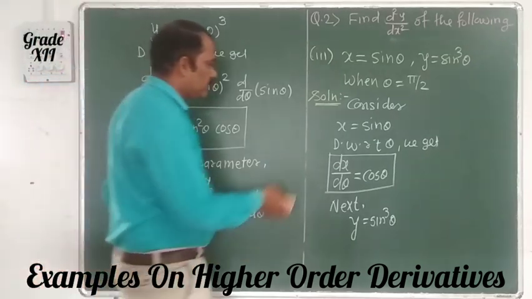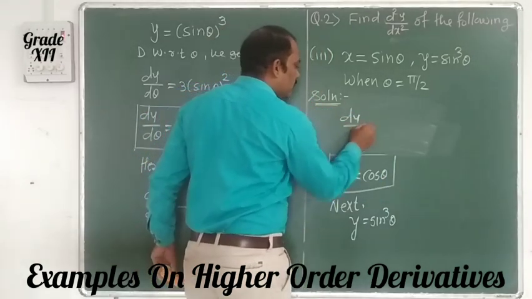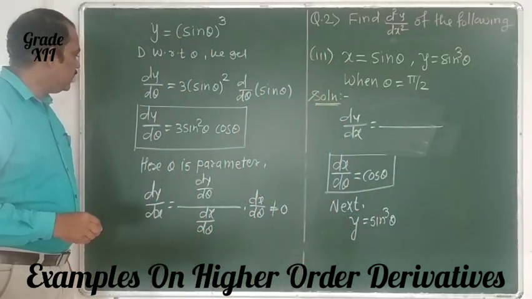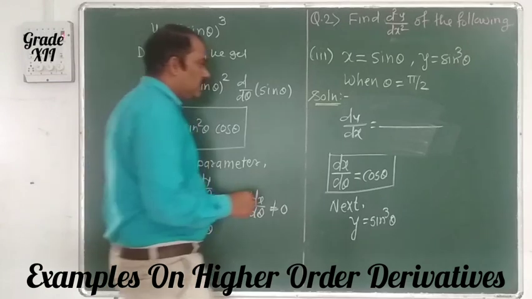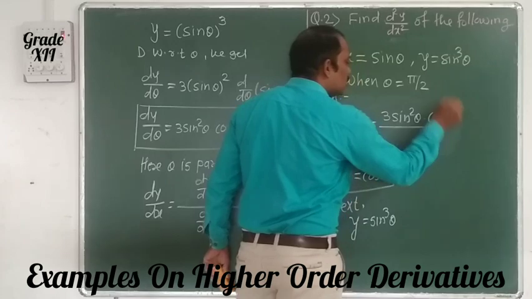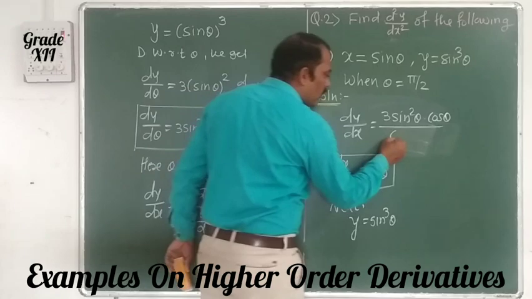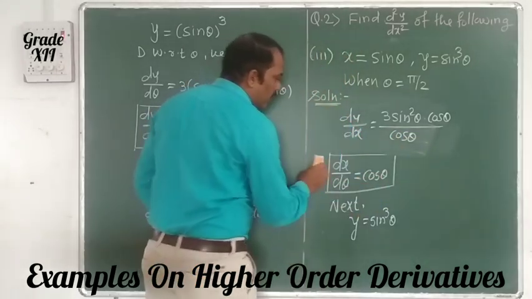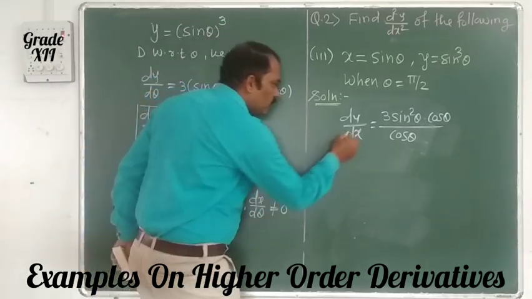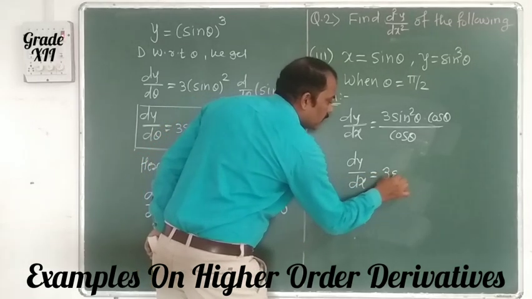So we write dy by dx is equal to dy by d theta, which is 3 times sine square theta into cos theta. What is the value of dx by d theta? dx by d theta is nothing but cos theta. So the cos theta gets cancelled, and dy by dx is equal to 3 times sine square theta.